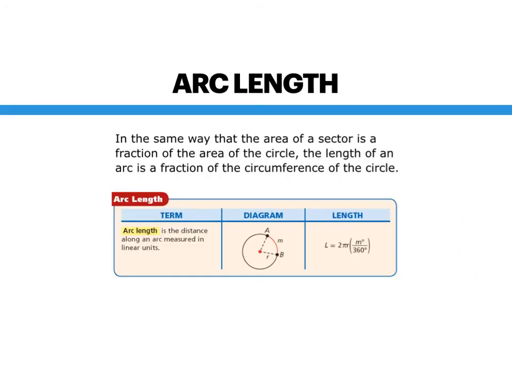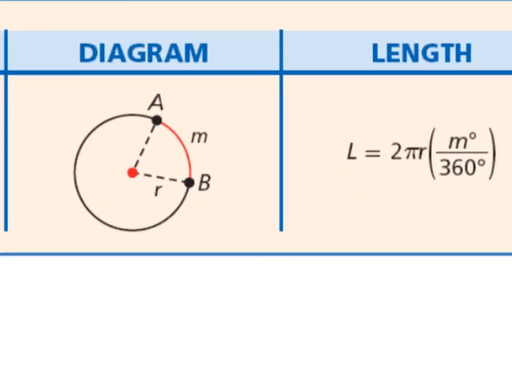Next, we have our arc length. So in the same way that the area of the sector is a fraction of the area of the circle, the length of an arc is a fraction of the circumference of the circle. So our arc length is the distance along the arc measured in linear units. We can give our arc a degree measure, which is the same as our central angle. That's what we were doing, but now we're going to find the actual measurement of the arc in units.